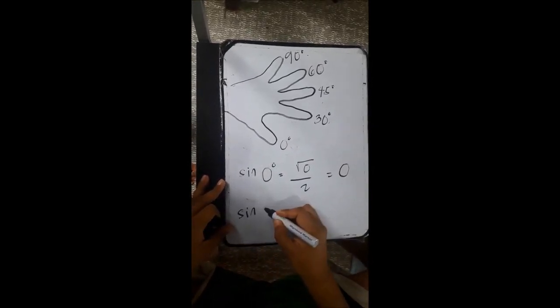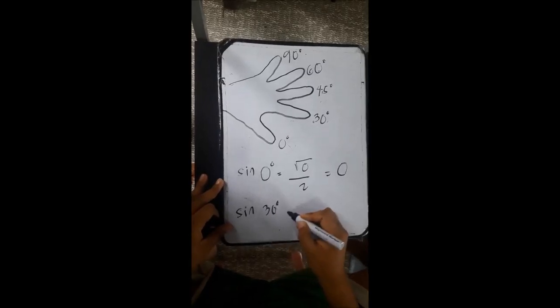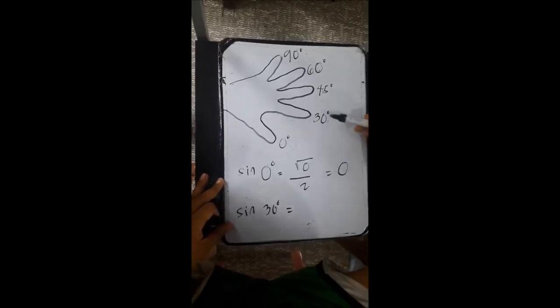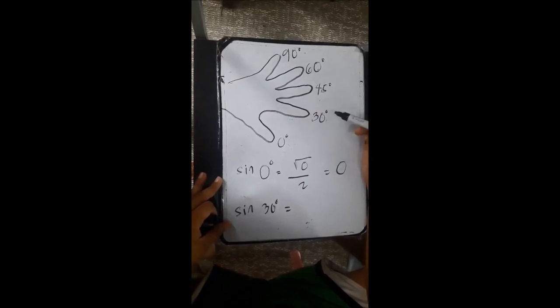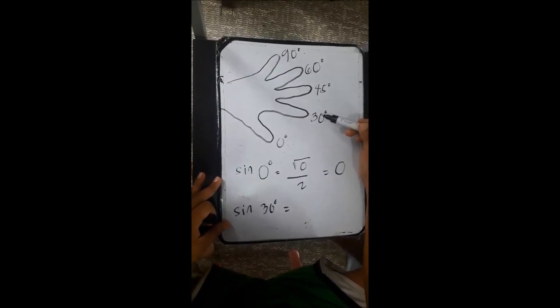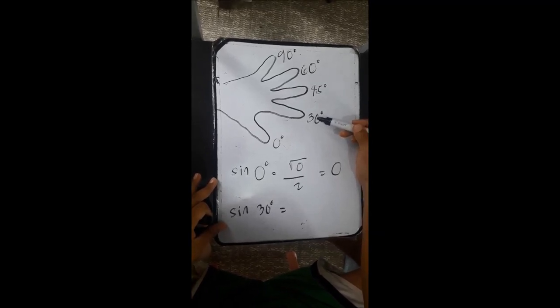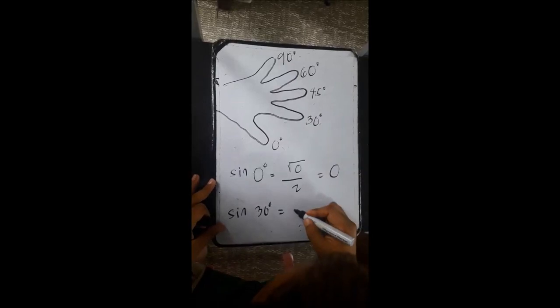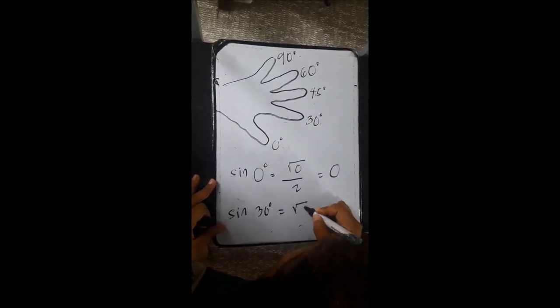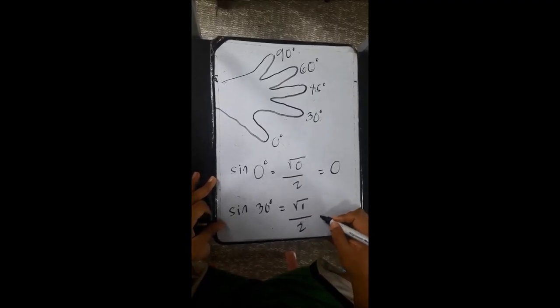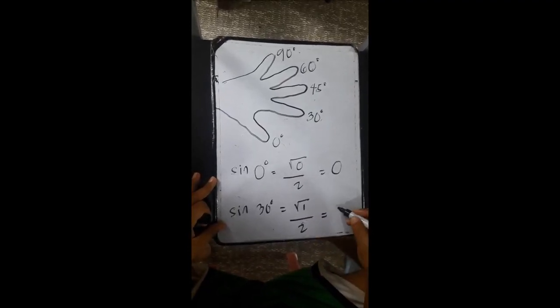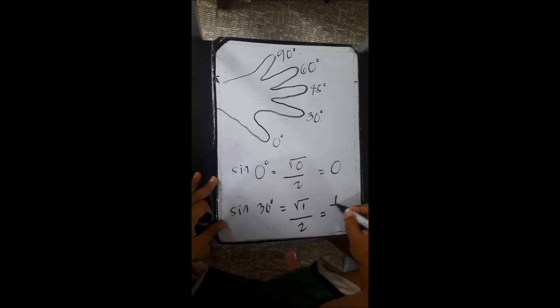Sine of 30 degrees is, we check here, our index finger is our 30 degrees, and the number of fingers below our index is only 1, so we get the square root of 1, and that's always over 2. Square root of 1 is 1, so our sine 30 is simply 1/2.